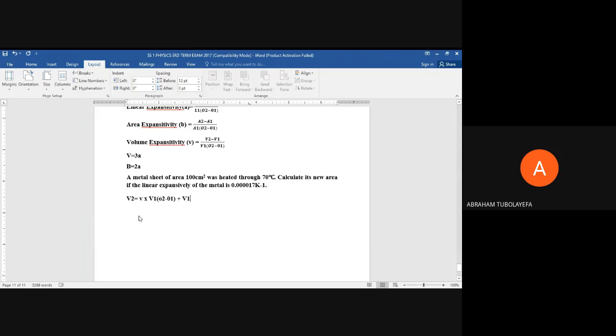Sorry, this is not V, it's supposed to be A, since we are calculating area expansivity. Area expansivity A, not V, it's A. So A2 equals the area expansivity times A1, times theta 2 minus theta 1, plus A1. So this is the formula. Just calculate it on your own quickly and get your answer.